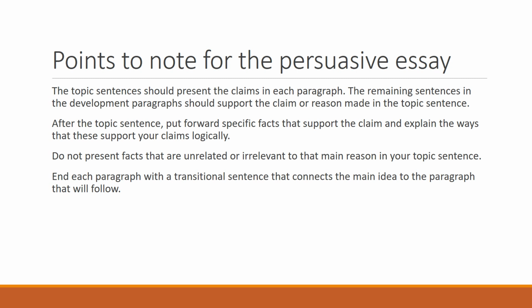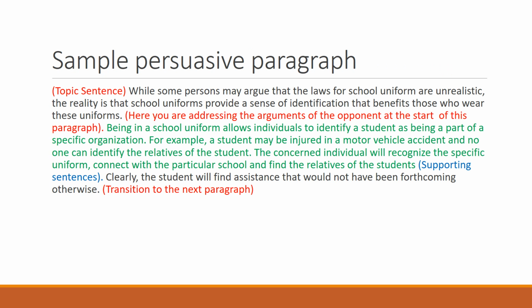And end each paragraph with a transitional sentence that will connect the main idea to the paragraph that will follow. Now, here is a simple example of a persuasive paragraph. It's not very hard. It might not be what you wanted to see, but this is just a basic idea of how to do it. You have your topic sentence, then where you address the arguments of the opponent at the start of the paragraph. Yes, in green, you will find the supporting sentences, and in the final sentence, it's where you transition to the next paragraph. Now, if you keep this idea in mind, you will understand that it makes writing the whole essay for the persuasive piece so much easier.